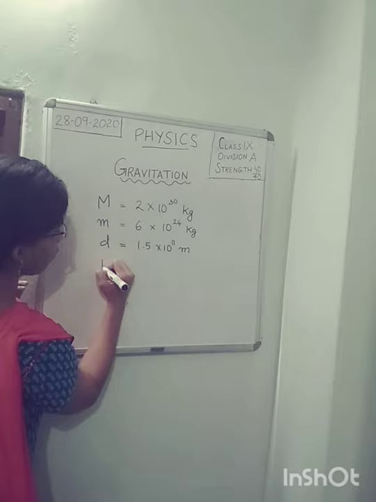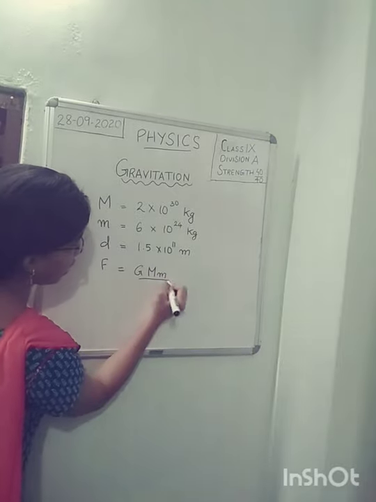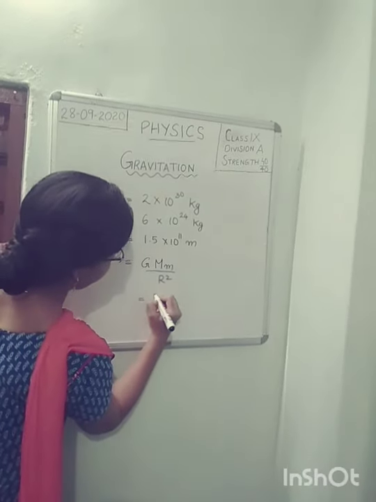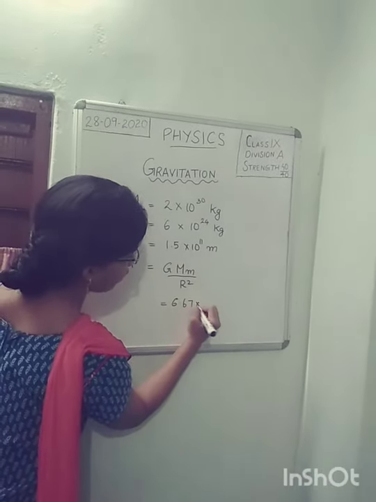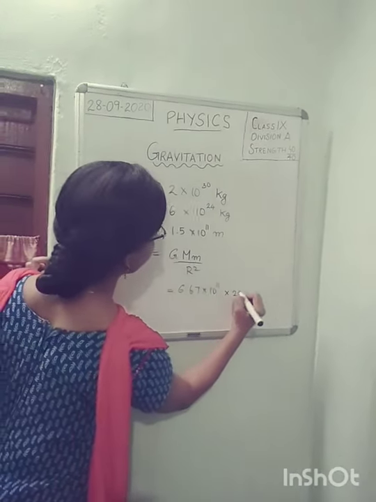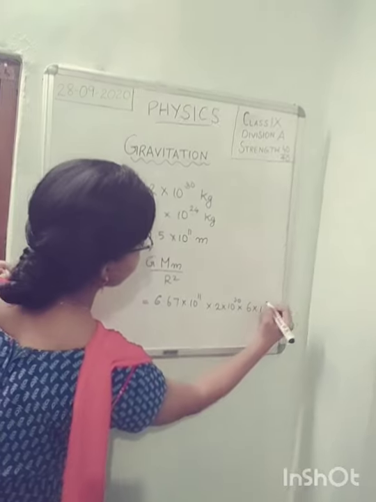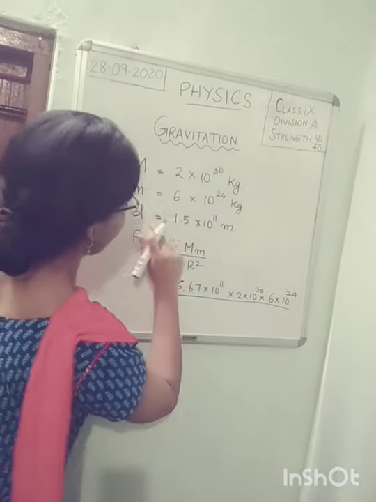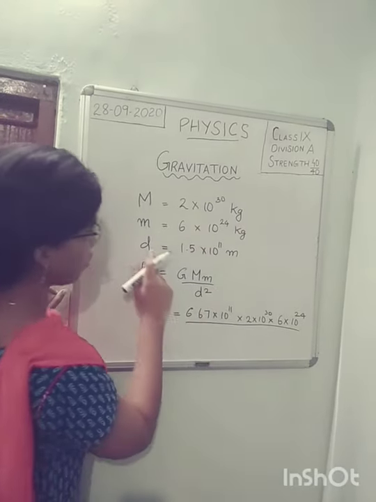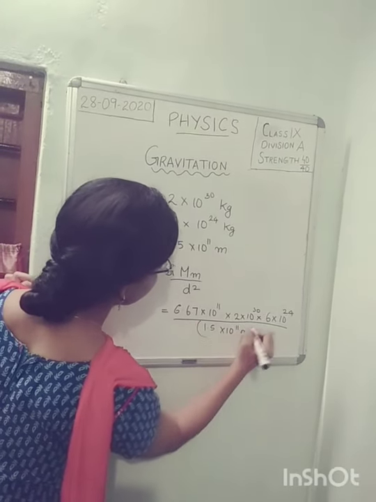Now using the formula of gravitation, what is that? G into capital M into small m divided by R square. What is the value of G? 6.67 into 10 raised to minus 11. What is the value of M? It is 2 into 10 raised to 30. What is the value of small m? It is 6 into 10 raised to 24, divided by, what is d here? Instead of r square, it is d square. So d is 1.5 into 10 raised to 11 meter, whole square.